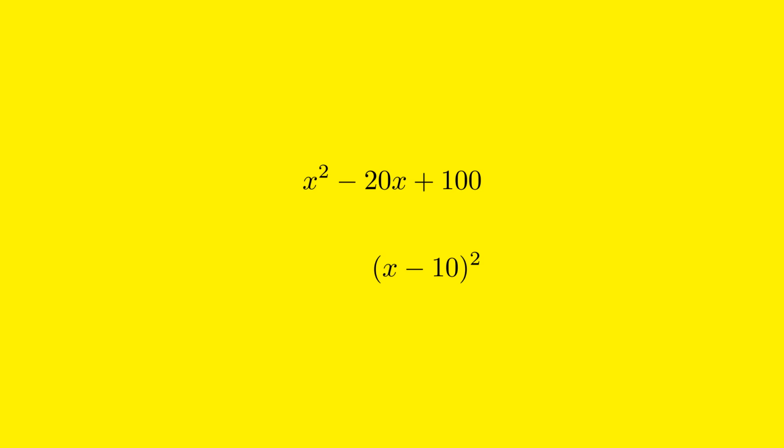There are no further simplifications needed because x minus 10 all squared is already in its simplest form.